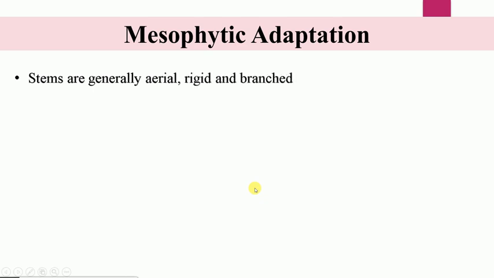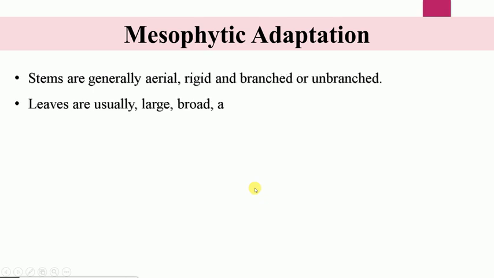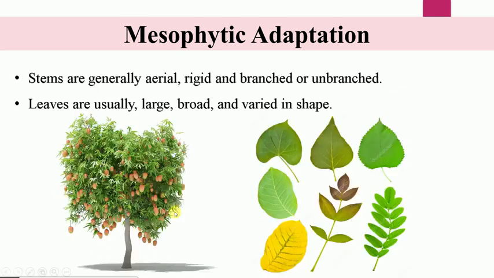The stems of mesophytes are generally erect, rigid and branched or unbranched. The leaves are usually large, broad and varied in shape. So this is an example of a mesophytic plant, which is the mango, and here are the types of leaves which are different from those of the hydrophytes we described earlier.